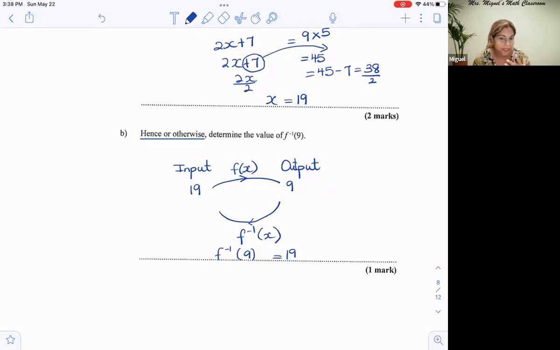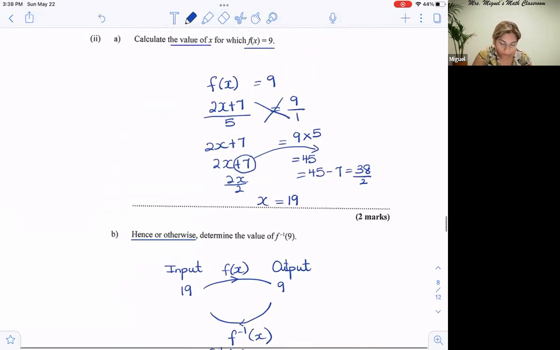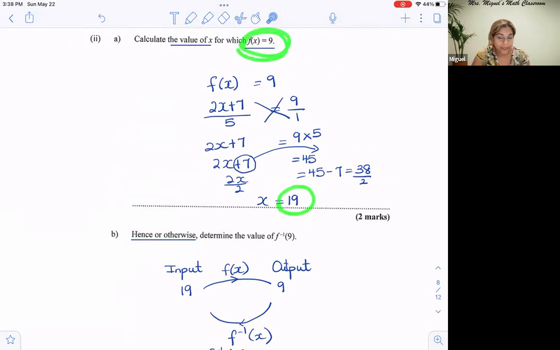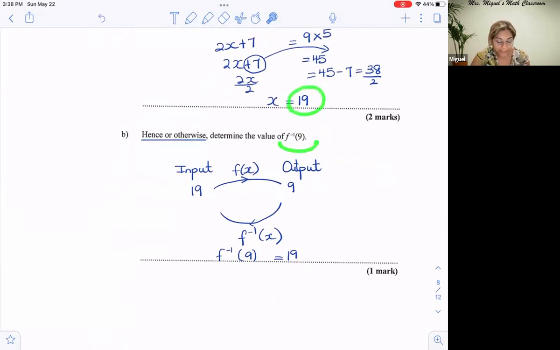So in this particular question, the input was 19, right? And the answer was 9. The f of x value was 9. So it took 19 and it generated 9. The question asks you to find the inverse now of 9. So the inverse does the opposite of what the function does. So the inverse takes the 9 and it produces back 19. All right?